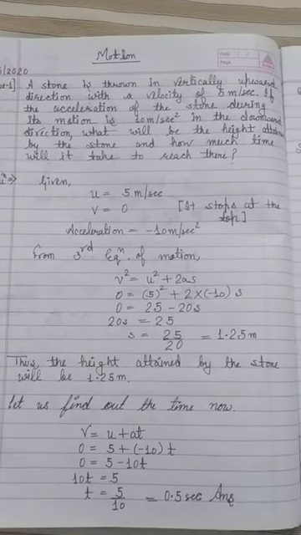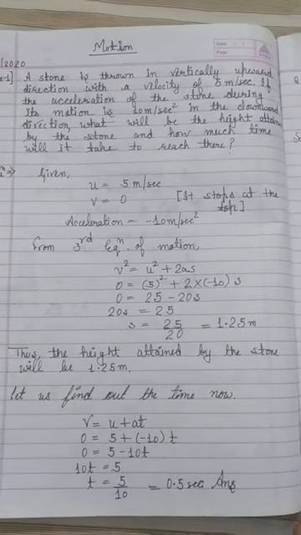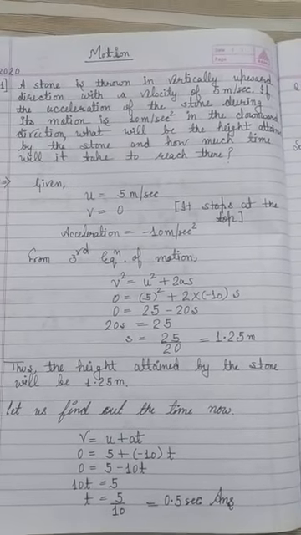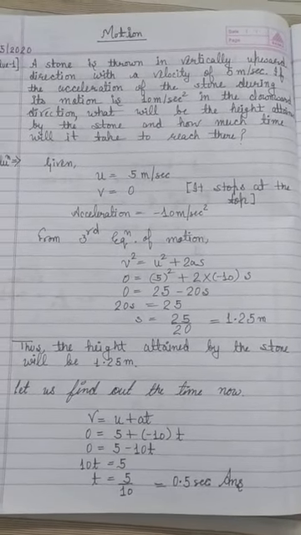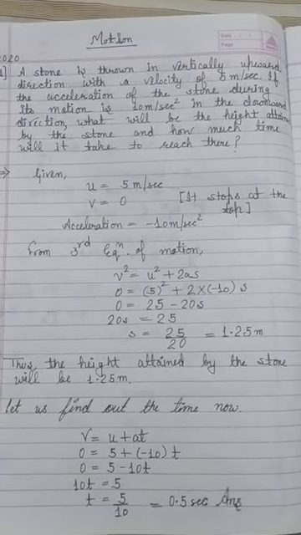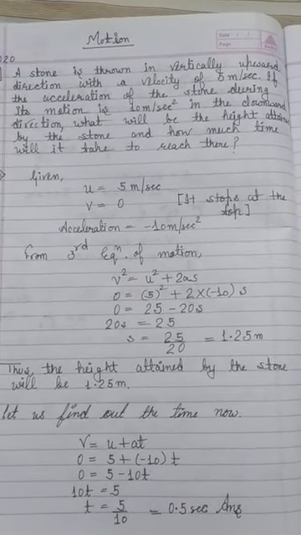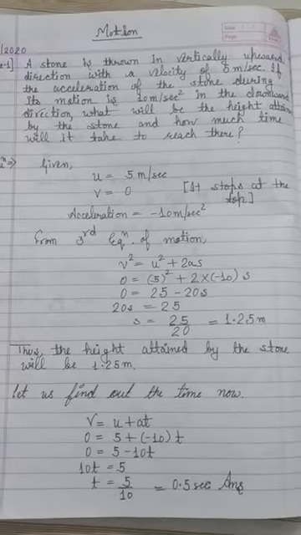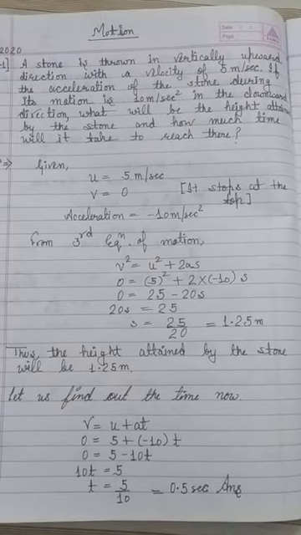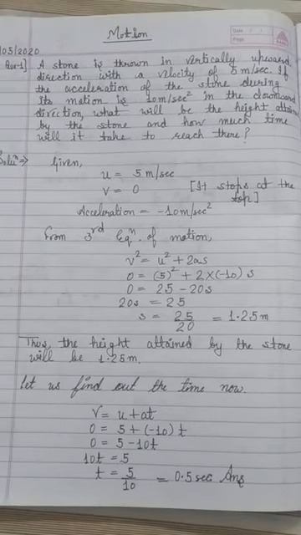So again, to solve the numerical, first of all we will write the given data. Here the initial velocity of the body is given, which is 5 meter per second. Now always remember that whenever we throw something in the upward direction, for a very small instant of time, when it is at the top, it will stop for a short interval of time, and for that the final velocity will be 0.